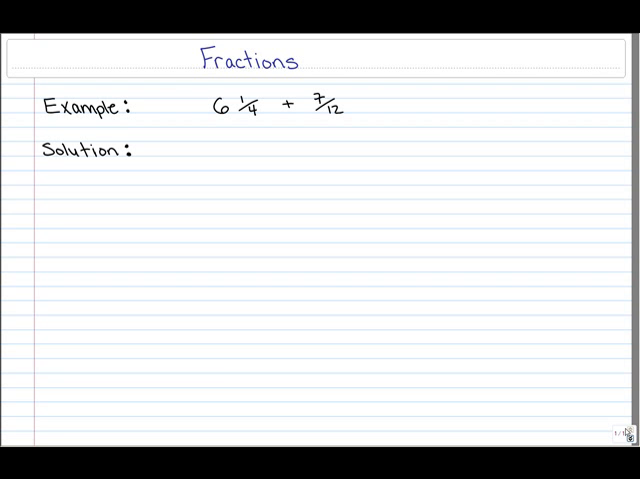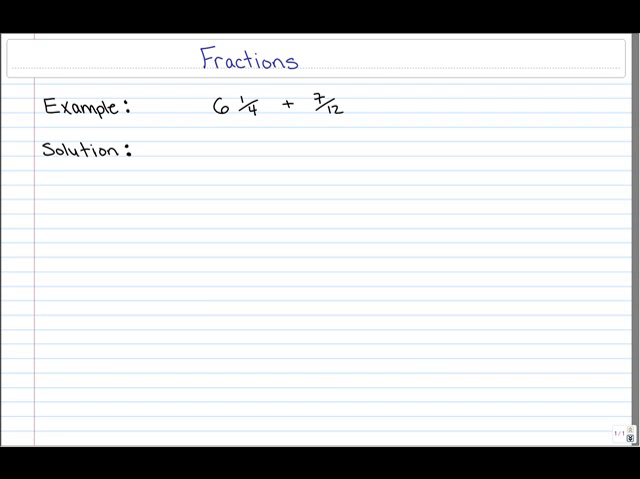In this video, we're going to take a look at adding fractions. Now you'll notice here that the first fraction is a mixed fraction, while the second fraction is a proper fraction. In order to add these two fractions, we would have to convert that first fraction into an improper fraction. Then we would have to get a common denominator, and then we can finally add these two fractions. So I want you to pause the video now and go ahead and try this example.